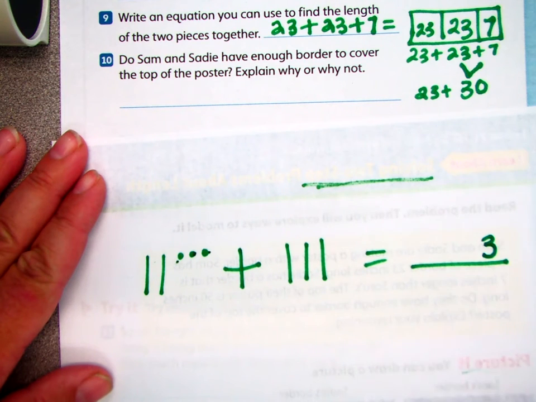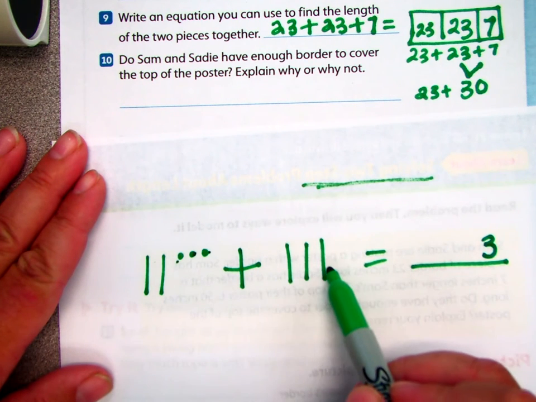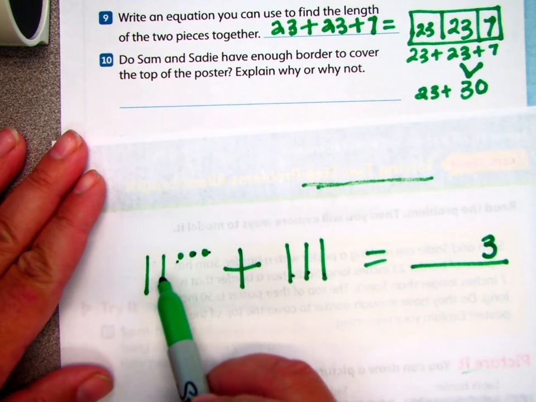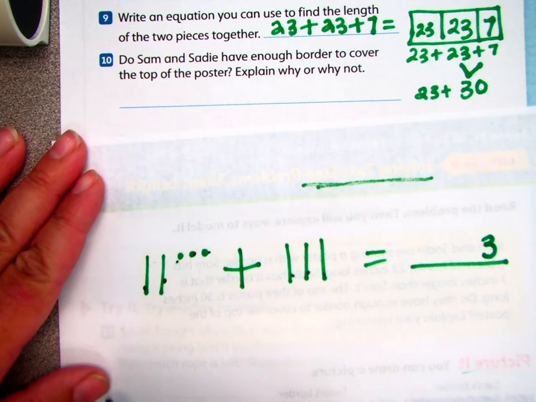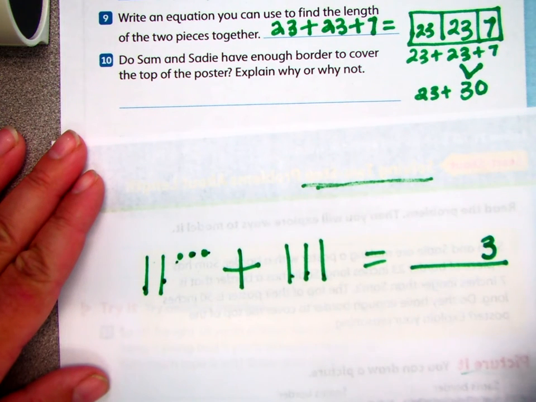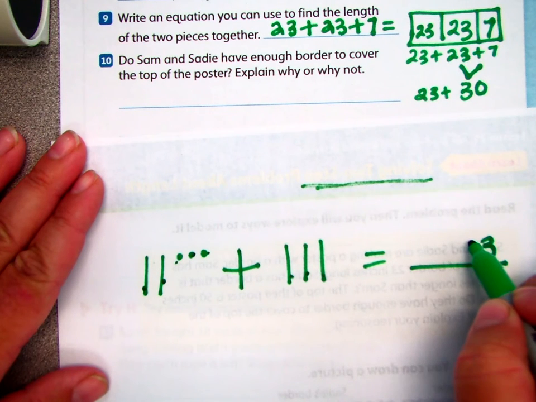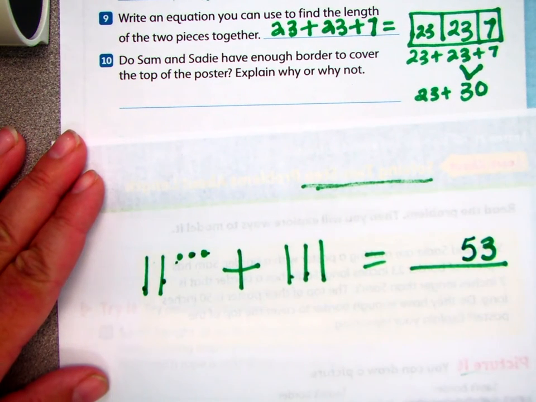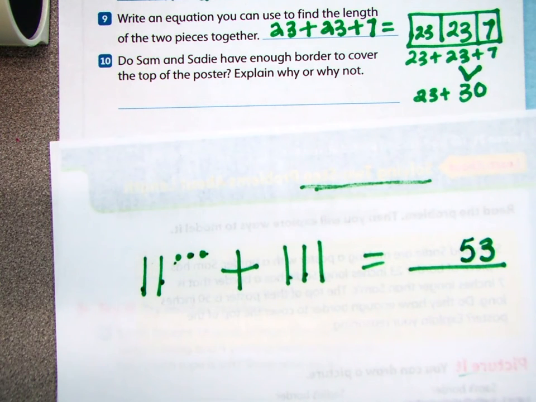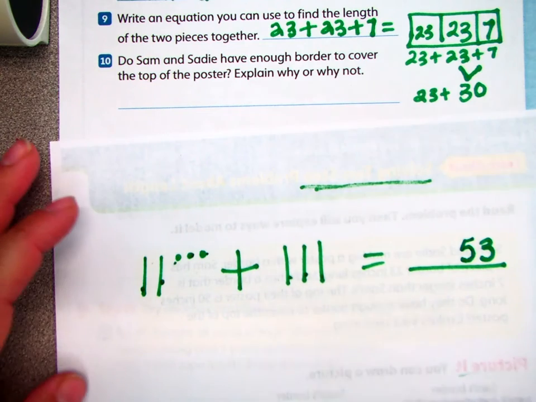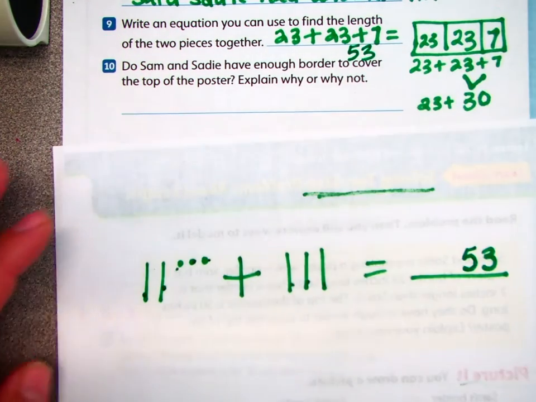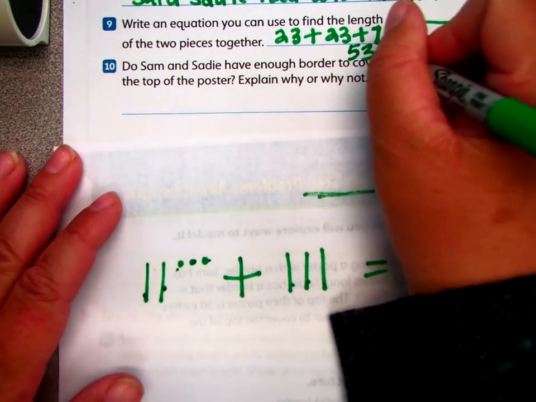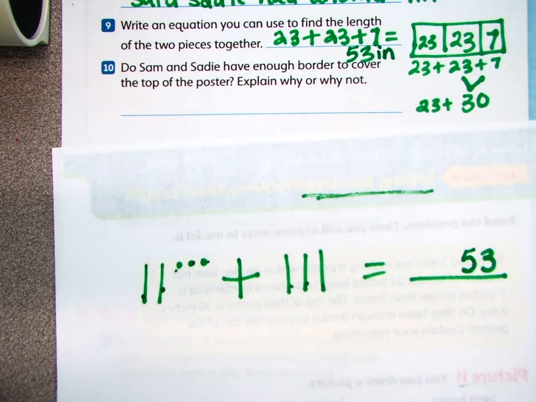Okay, now let's find our tens. 1, 2, 3, 4, 5. Well, 5 rods represents what number? 50. Okay, so I'm going to put a 5 here in my tens place. Alright, so Sadie and Sam's border together is 53 inches. IN for inches is just the abbreviation.